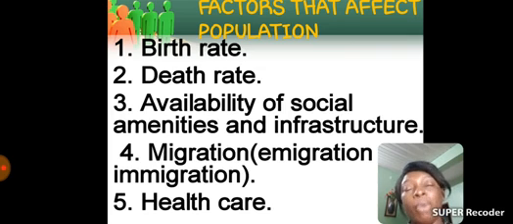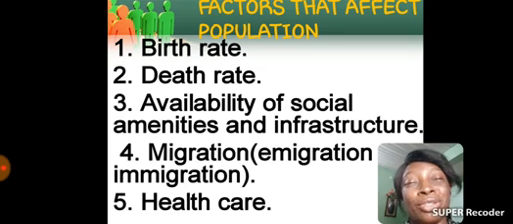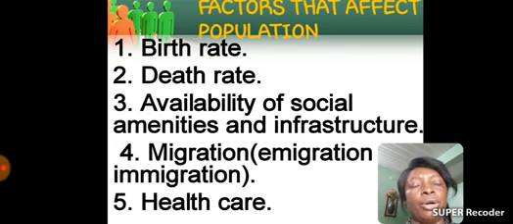Okay, so the more people are being given birth to, the more the population will increase, right? The population rate will definitely go higher. Now, number 2, death rate, just the opposite of birth rate. Death rate is mortality. The more people die, the lower the population number or rate will be.